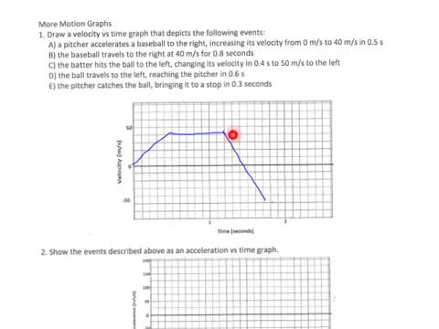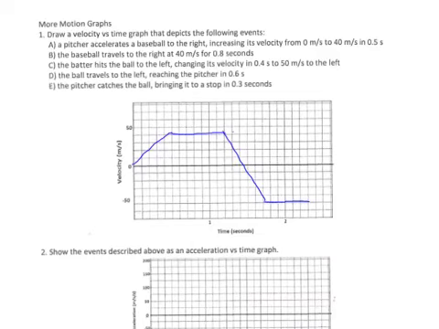Let's see if we got it right. 1, 2, 3, 4, 5. Yep. Okay. So now it's going negative 50. And now the ball is going to travel to the left, reaching the pitcher in 0.6 seconds. So we're going to go 0.1, 2, 3, 4, 5, 6.